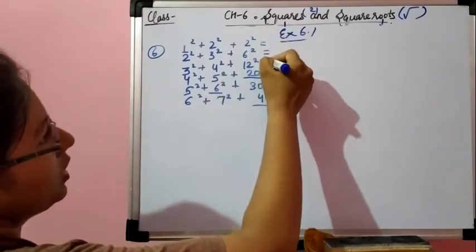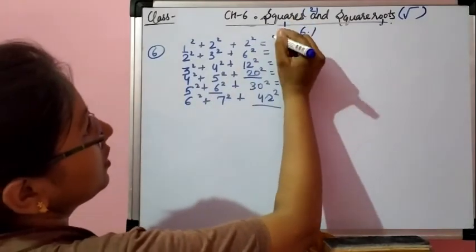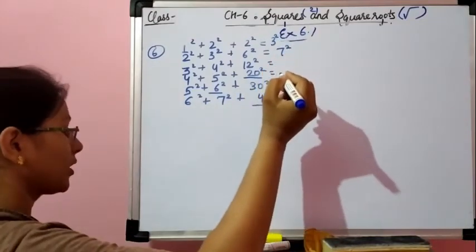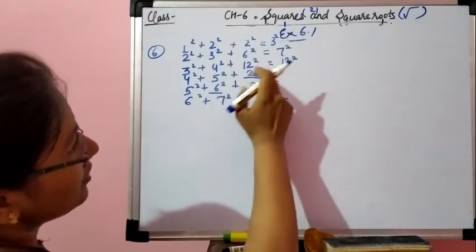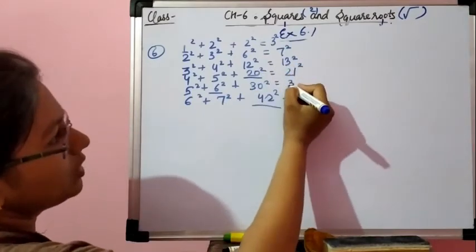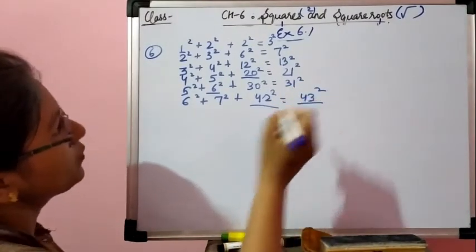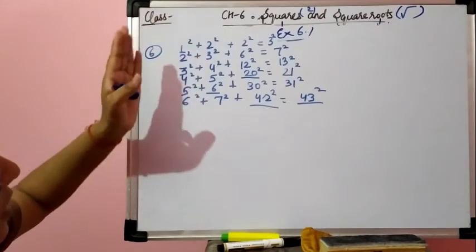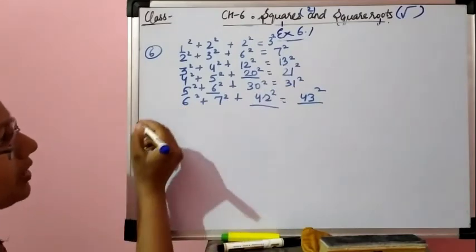Now equals is there. Now what is the next pattern? It is 3 square and then 7 square, 13 square. So what we are saying, if it's 2 then 3 square, 6 then 7 square, 12 then 13 square. So 20 will become 21 square, 30 will become 31 square, and if this is 42 then this will become 43 square. So in this way our question number 6 pattern is complete. You have to observe the pattern both ways, column wise and row wise, then only you will come to the final conclusion.